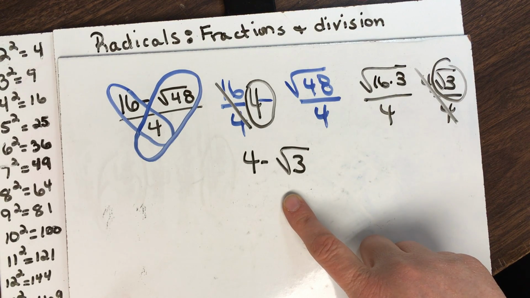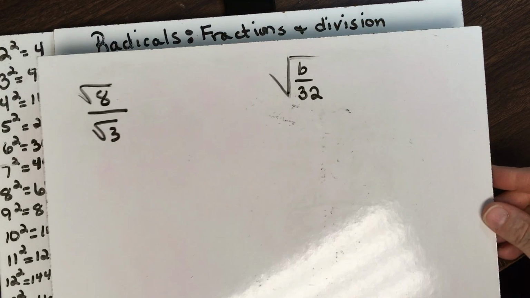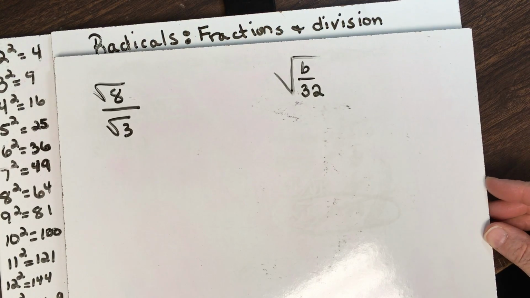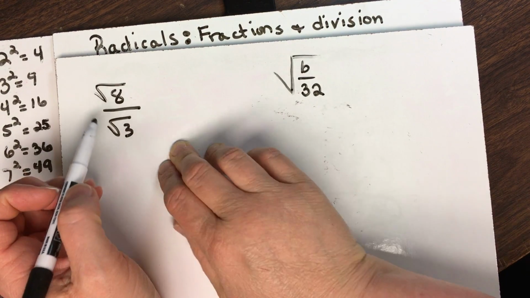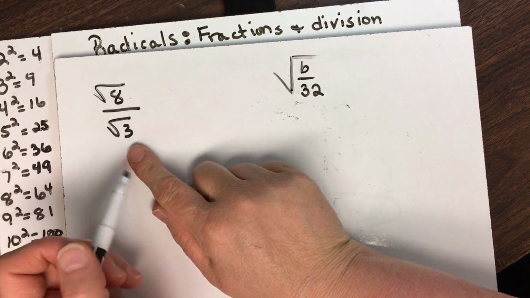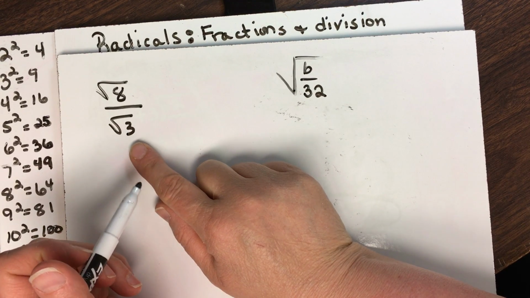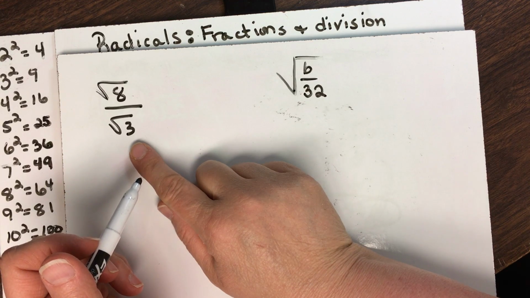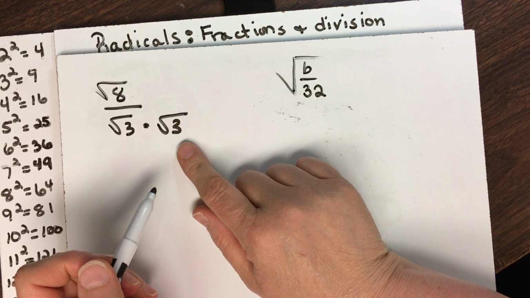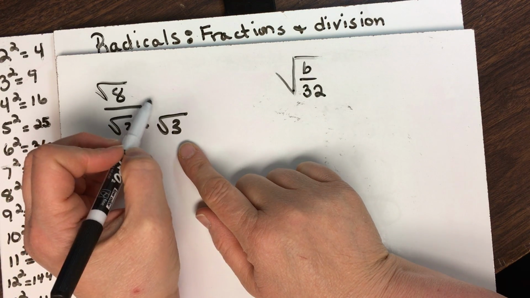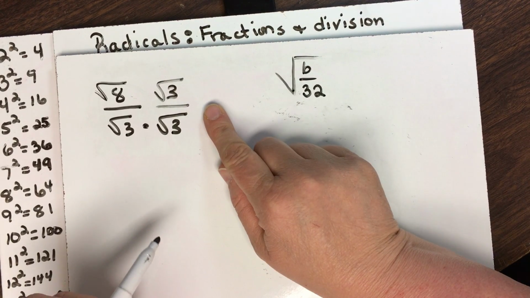Alright, let's take a look at something that has a radical in the denominator. Alright, so the first thing I'm going to do is get the radical out of the bottom, because we don't want to have a radical in the bottom. It's not acceptable for it to be down there in a final answer. So to do that, I need to multiply by this, and whatever I do to the bottom, I have to do to the top. So I'm going to do both the top and the bottom by the same thing.